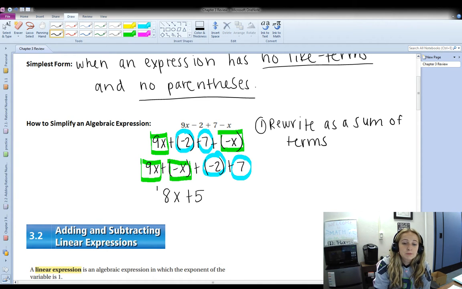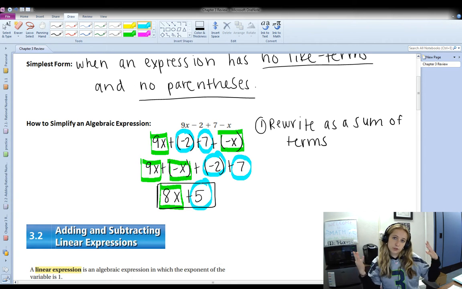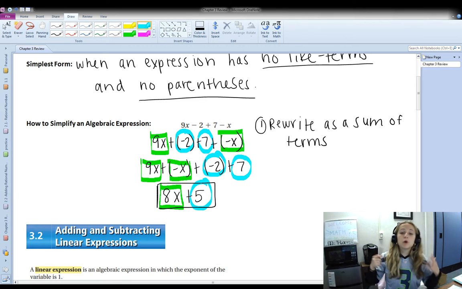So 8x plus 5 is my simplified version. As you can see here, there are no like terms because if I were to use my shapes again, there's only one of each shape. So I know that all my like terms are combined, and there's also no parentheses, okay? That's the most important thing that you need to do when you're simplifying an algebraic expression.